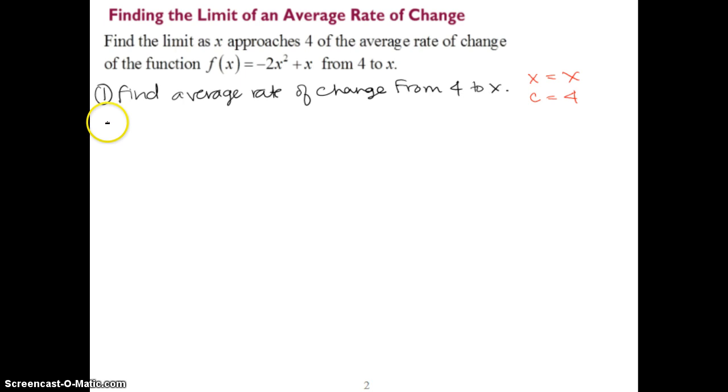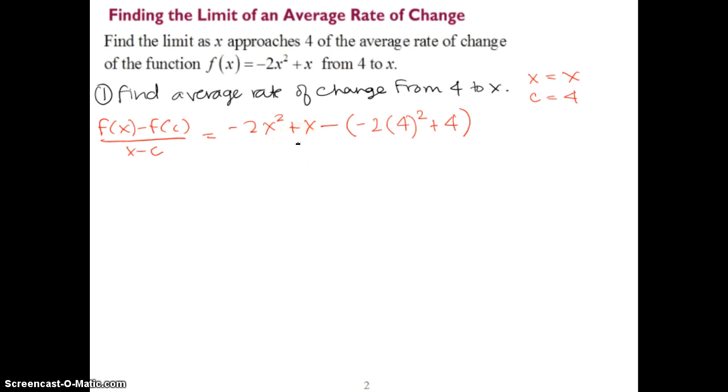So we're going to use our formula, f of x minus f of c over x minus c, to actually find the average rate of change of this function. So f of x is just going to be negative 2x squared plus x, minus f of c, which is going to be that same expression, but with 4, or our c, as the variable. So this is going to be minus negative 2 times 4 squared plus 4.